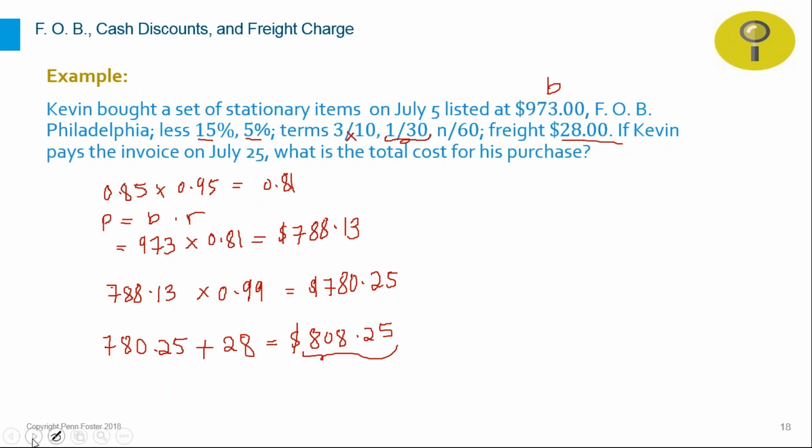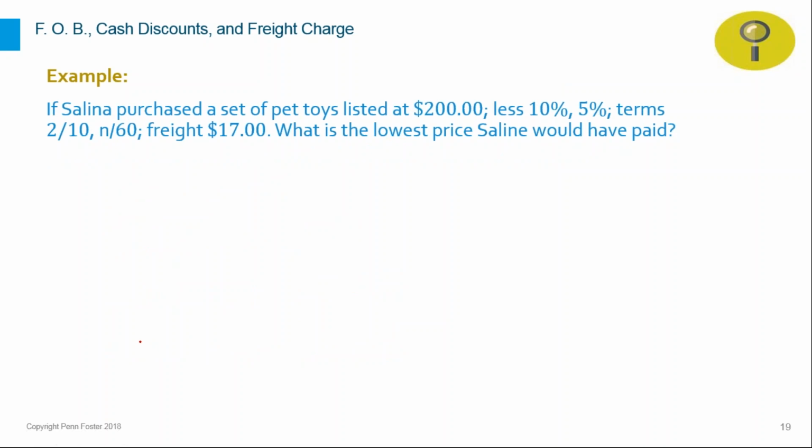Let's look at another question. Selena purchased a set of pet toys listed at $200, less 10% and 5%. She is offered a cash discount of 2/10. Within 10 days, if she pays off everything, she gets a 2% discount, and everything should be paid off by 60 days. The freight charge is $17. What is the lowest price that Selena would have to pay?